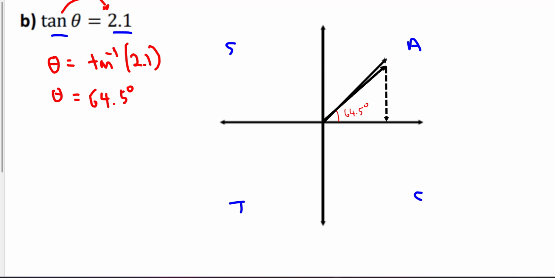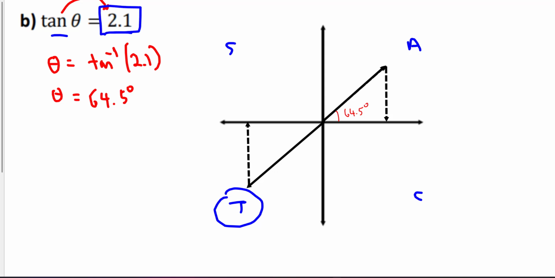In the chat, anyone? Quadrant 1, quadrant 2, quadrant 3, quadrant 4. Where will I draw this terminal arm? No one knows. That's fine. It is in quadrant 3. Why is it in quadrant 3? Because tan is positive in quadrant 3, and we're dealing with a positive answer here.